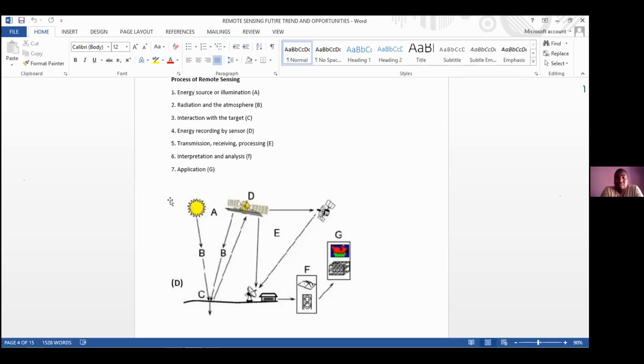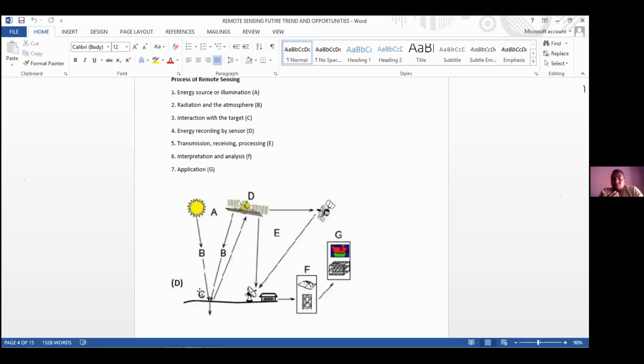Then from there, the radiation travels to the Earth's atmosphere. So we go to step two, which is the radiation and the atmosphere. How does that radiation travel from the sun to the Earth? Then we also have step three, which is interaction with the target. So we have the sea, and the different types of targets here. We have a target of the earth, we have plants, we have water, we have mountains, we have clouds. There are so many targets that I will explain also below.